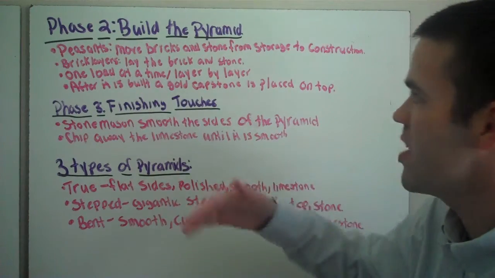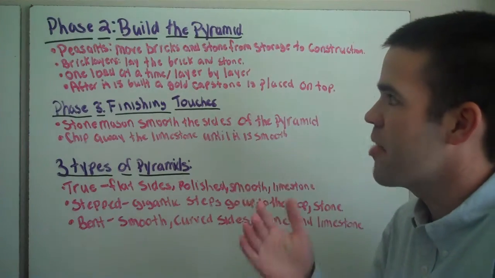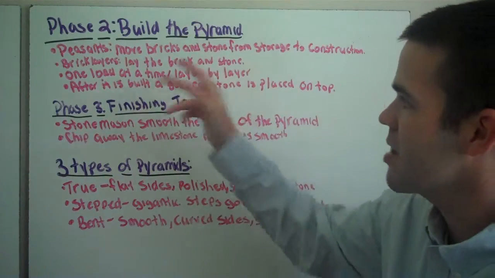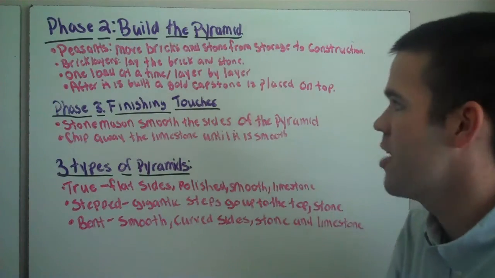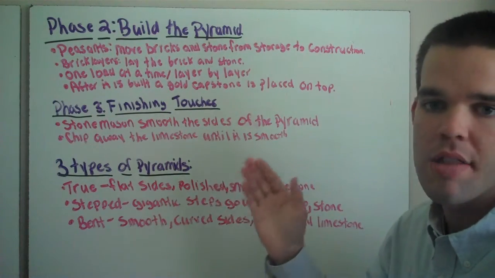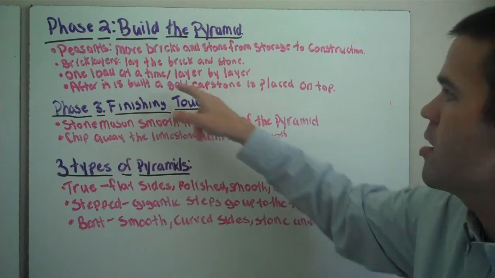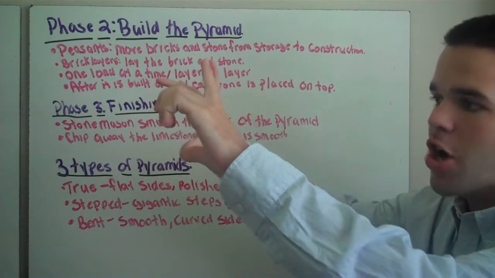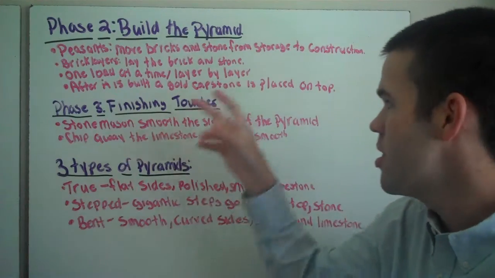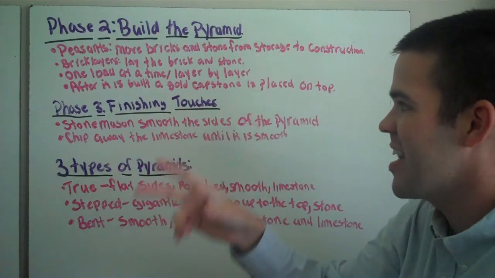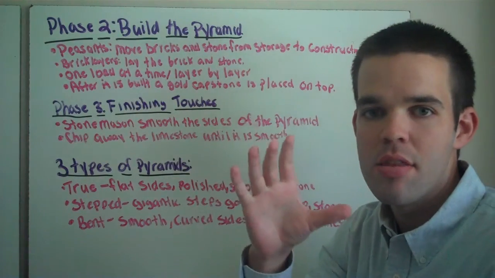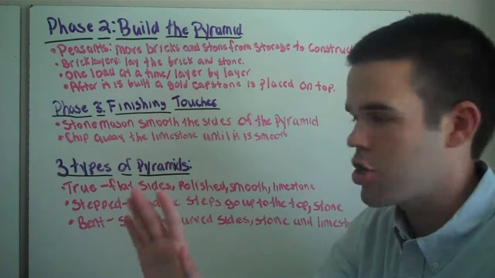As the peasants are removing the stones, bricklayers have to lay the brick and the stone. As I said, you go 1 load at a time. The bricklayers can only go layer by layer as well. After all the layers have been built, so the entire pyramid is built all the way up, a gold cap, like a triangle pyramid-looking piece of gold, is placed on the top. That's what you see, the gold piece. It is placed at the end. The pyramid has been built, but the pyramid is not rough when you see it in pictures.